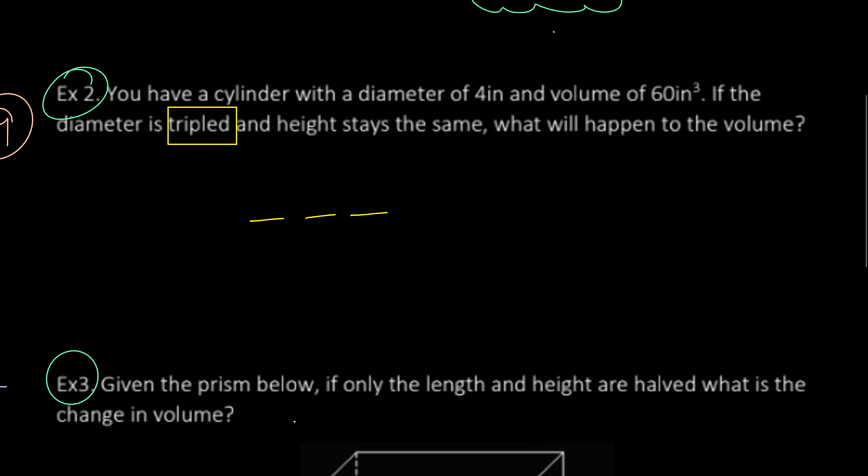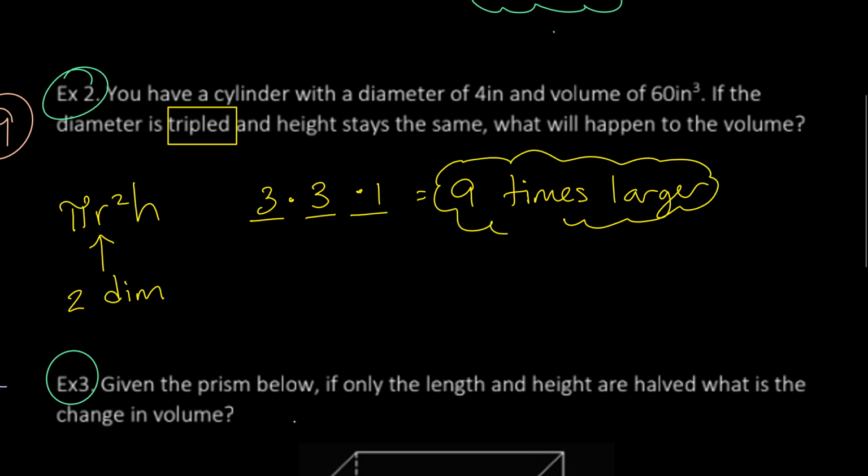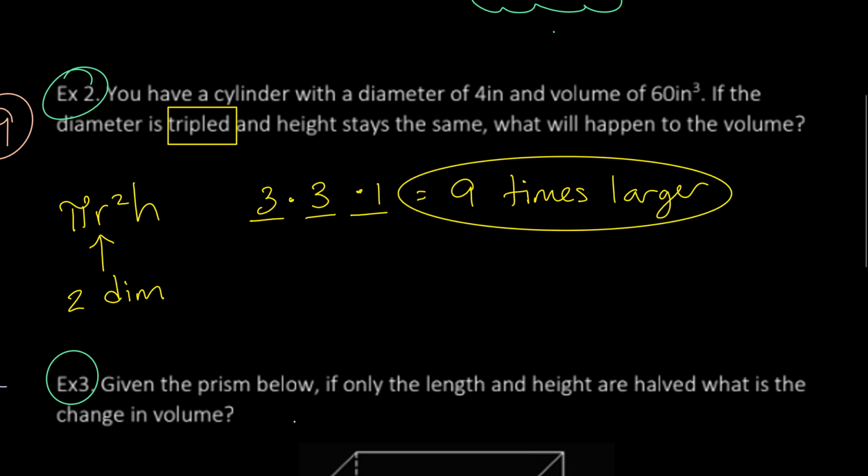Okay, so the original formula for volume of a cylinder is pi r squared times h, right? And we know that because the diameter is tripled, the radius is tripled. So the radius accounts for how many dimensions in our formula? 2 dimensions. That's why 2 of our dimensions are being tripled, because radius is 2 of the dimensions. So 3 times 3 times 1 is 9 times larger. And that's our answer. Are there any questions there? Do you want me to go more in depth?